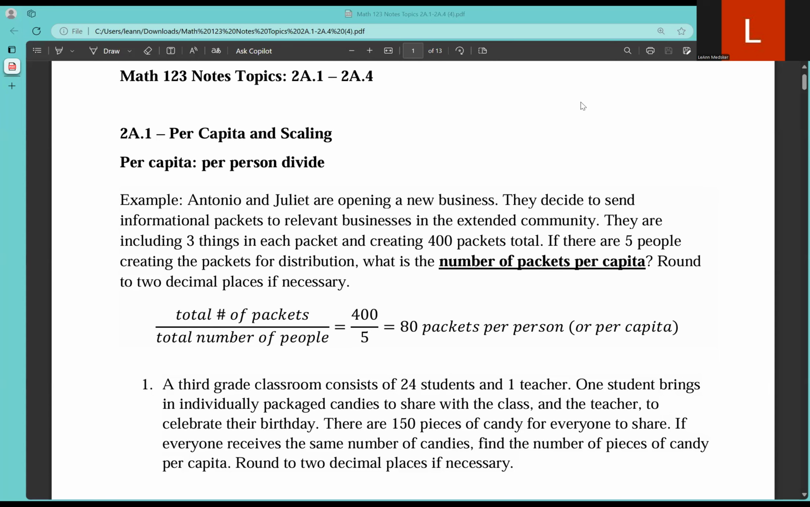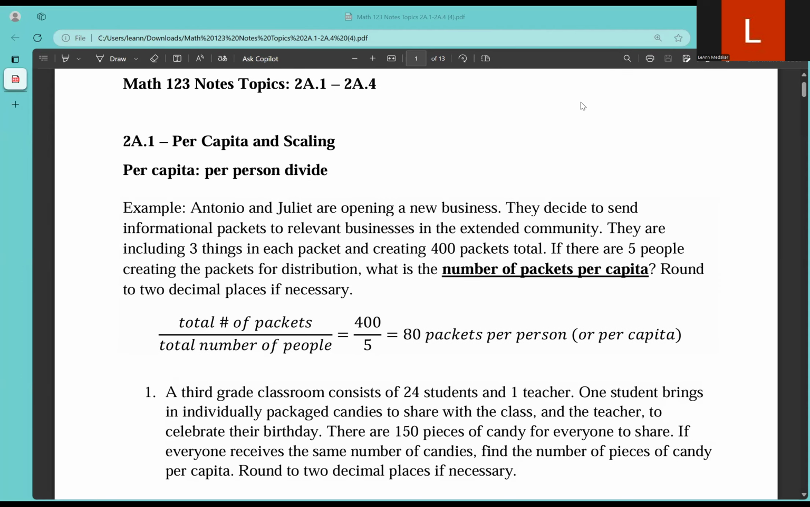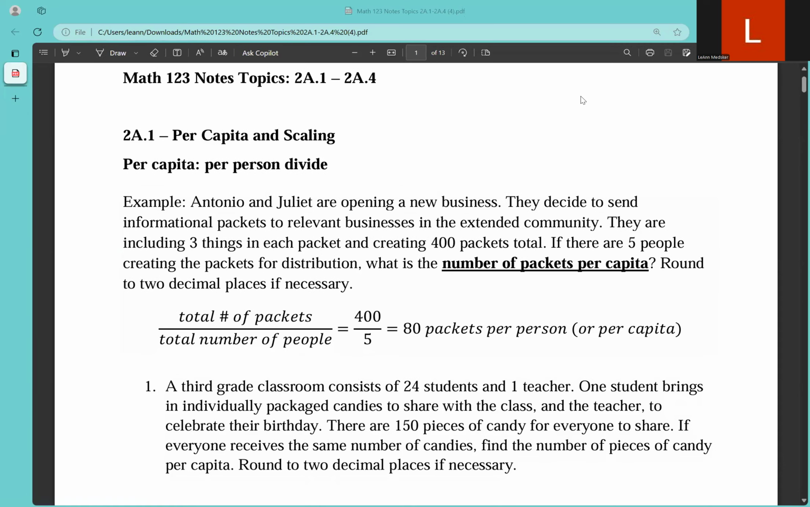Okay, this is the quick video I promised you from the 2A1 only part of the notes packet I gave you today. We're going to talk about per capita and scaling. Capita just means per person. So anytime you're doing a problem where it says how many such and such per person, you're doing a per capita problem. Or if they say per capita, that also is a per capita problem.